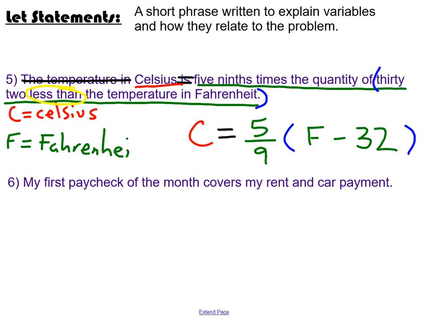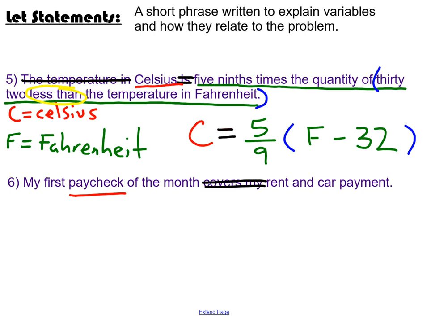So let's look at our next problem. It says my first paycheck of the month covers my rent and my car payment. So we're going to go ahead and look at that. So I have my first paycheck of the month. So I have a paycheck, covers my rent and car payment. So the covers my is actually going to be your equal sign here. And you're going to say that your paycheck is equal to your rent and car payment.